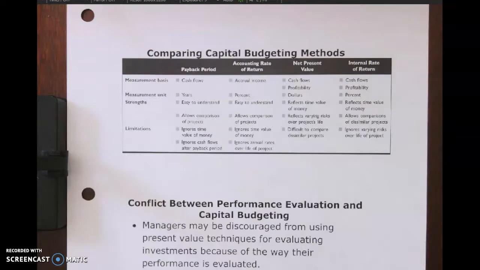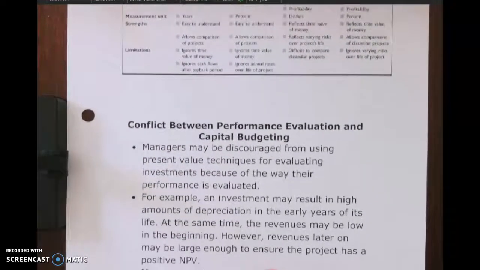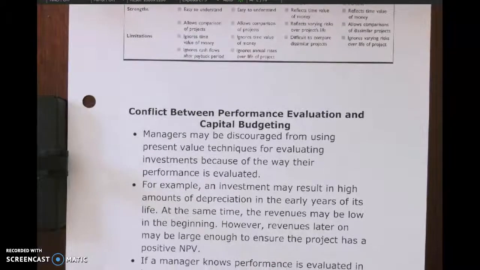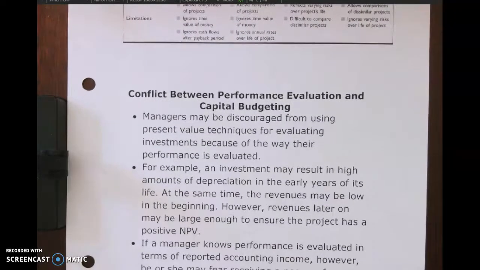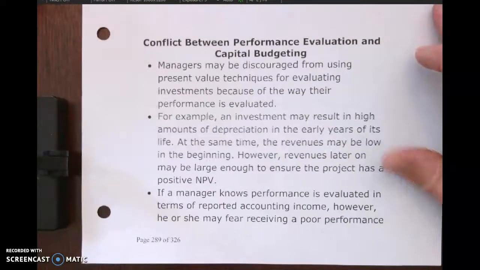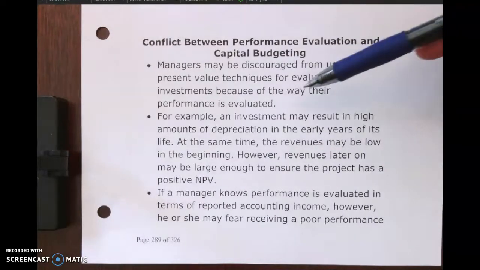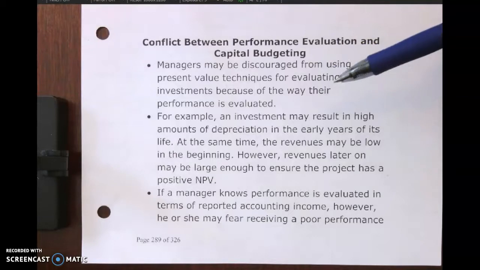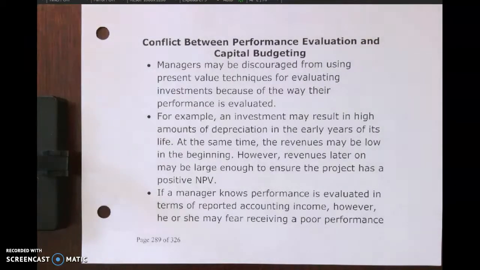When we come down here and we talk about some conflict between performance evaluation and capital budgeting, what we're saying is that you could have some managers who may be discouraged from using present value techniques for evaluating because of the way that their performance is evaluated. So for example, let's consider an investment that has high amounts of depreciation in the early years, and it also has low revenues in its early years. What does that mean for net income? It means that net income is going to be very low in the early years because you have high depreciation, which is an expense, and low revenues.